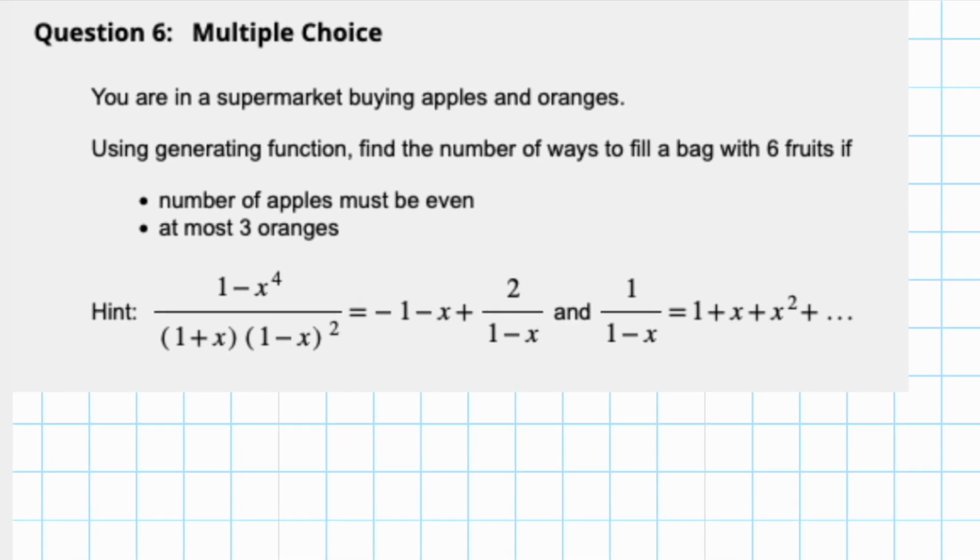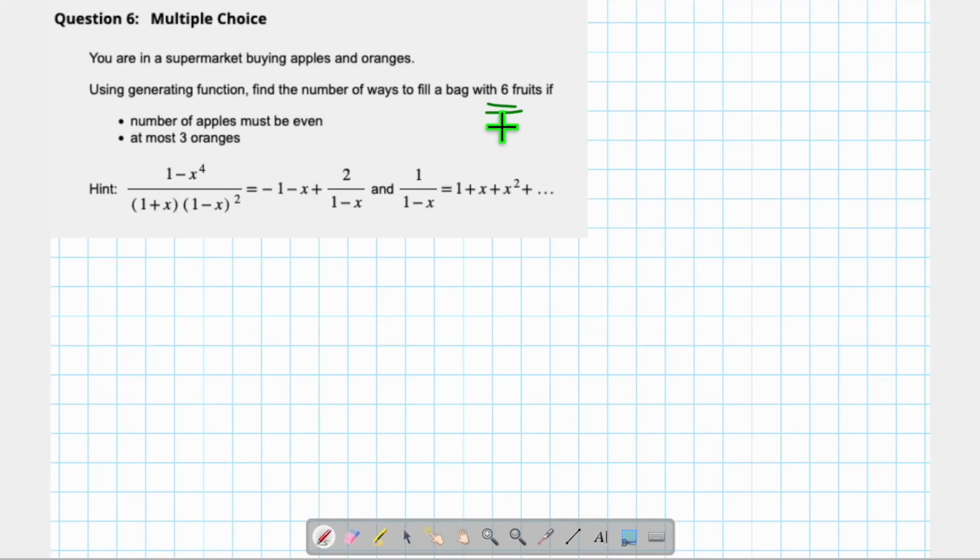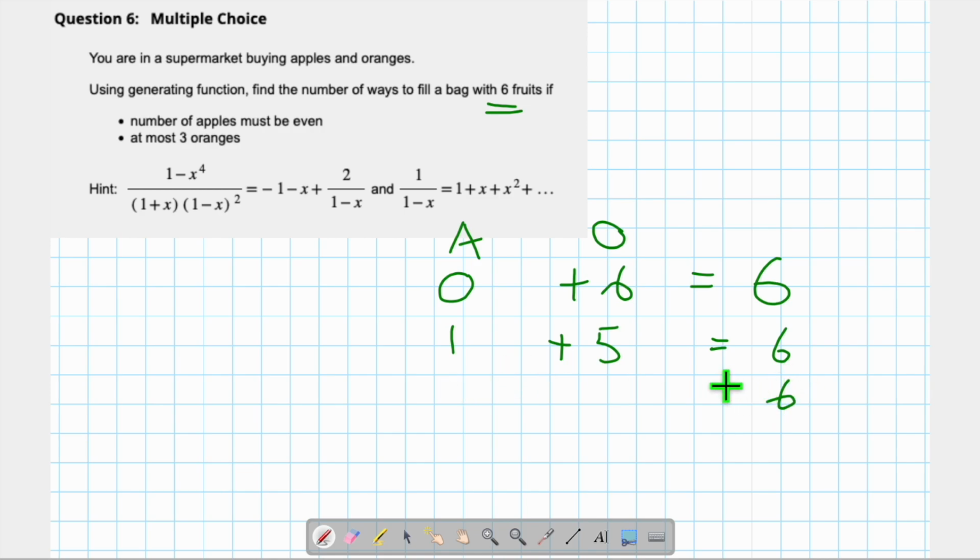Actually, this question has more than one way to solve it. So you have 6 fruit, right? 6 can be equal to what? 0 plus 6. This is the number of apples, this is the number of oranges. 6 can also be equal to what? 1 plus 5. Okay, now you should know what I'm going to do.